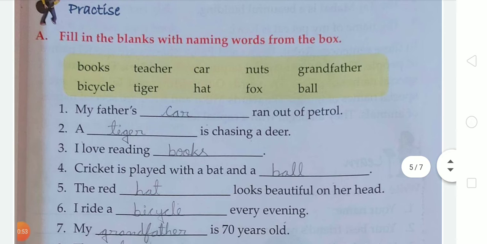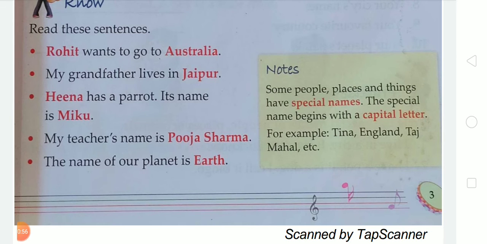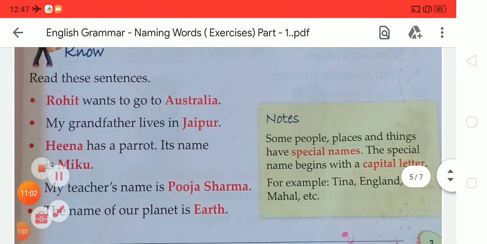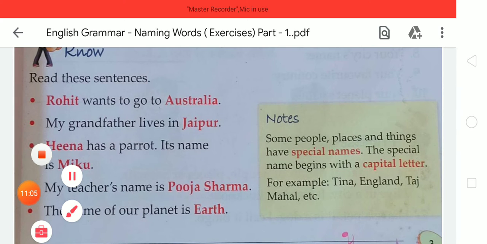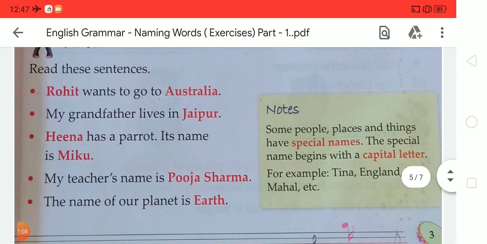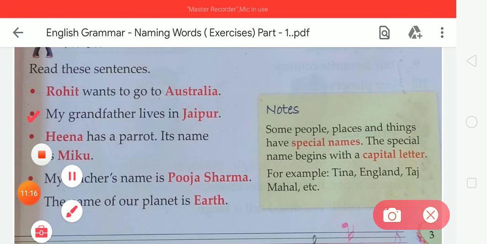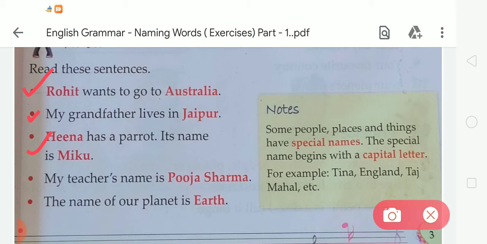Now moving to the next exercise. Student, before starting the next exercise, here are some important notes given in the book. Let's read these sentences. Number 1, Rohit wants to go to Australia. Second, my grandfather lives in Jaipur. Next, Hina has a parrot. Its name is Miku. Next, my teacher's name is Pooja Sharma, and next, the name of our planet is Earth. What is the importance of these highlighted words?